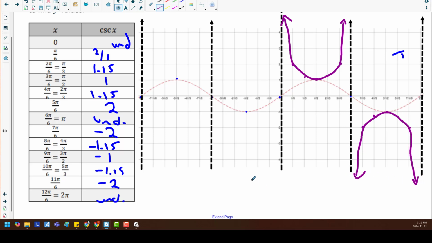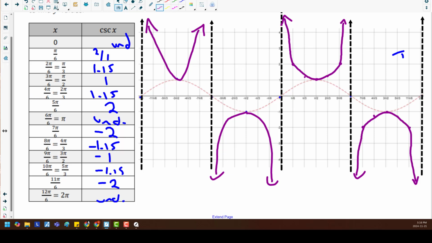Okay, and that's what it looks like. And I can fairly confidently say that the other points here are going to look like this because it kind of follows a pattern here. Okay, this is very poorly done, but you get the idea. And there you go. That's cosecant x. Pretty straightforward, hopefully.